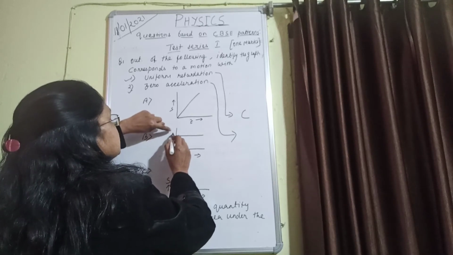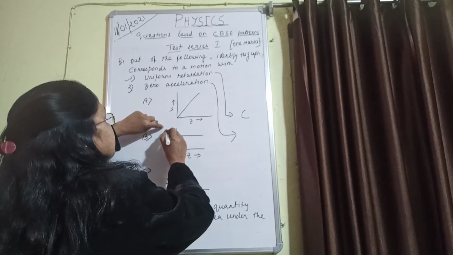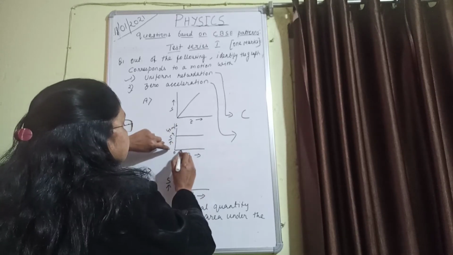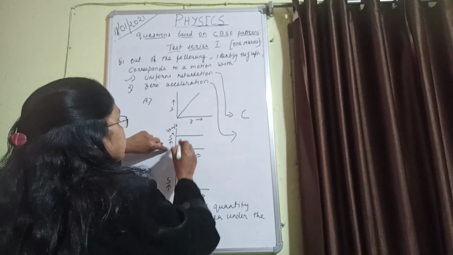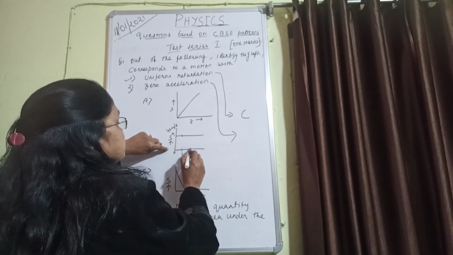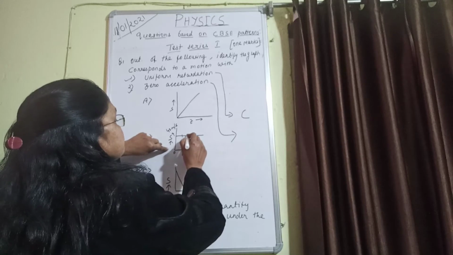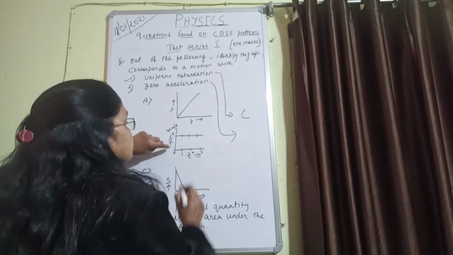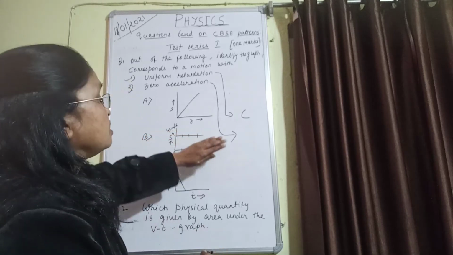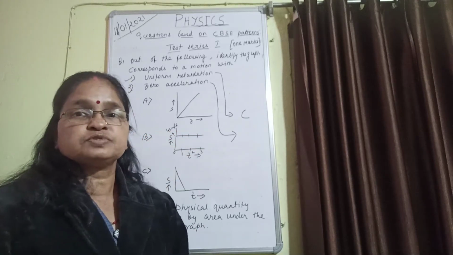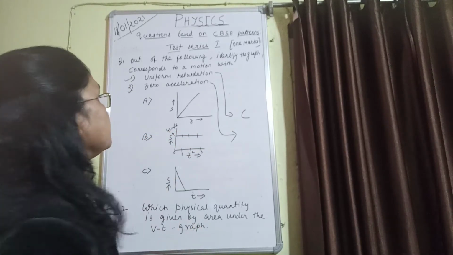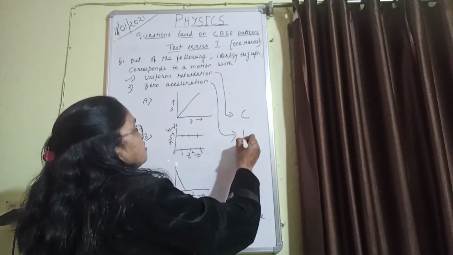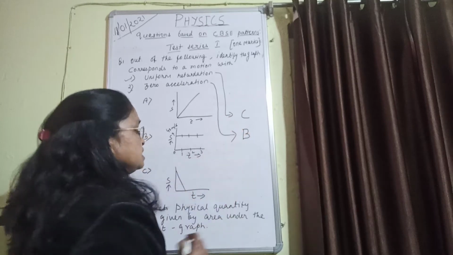So here you see part B in the speed time graph. Whatever the speed is, suppose I am taking 40 meter per second. At first second it is also 40 meter per second, at second second it is also 40 meter per second, at third second it is also 40 meter per second. So here, speed is not changing. And if speed is not changing, that means no acceleration. So for zero acceleration, the graph B represents it.